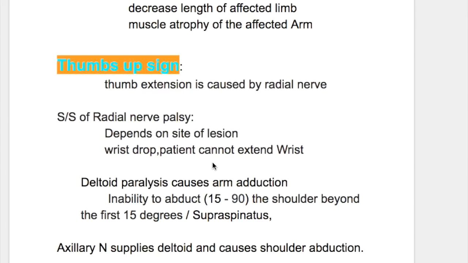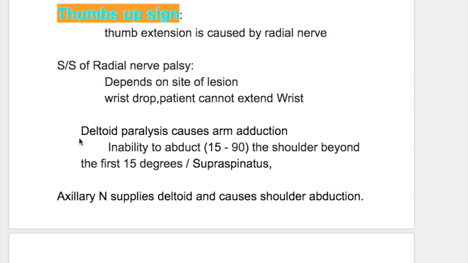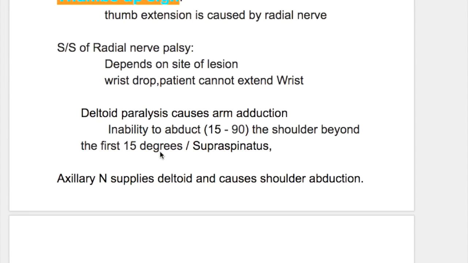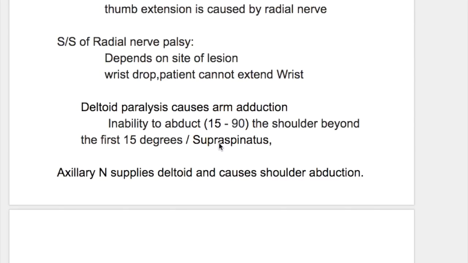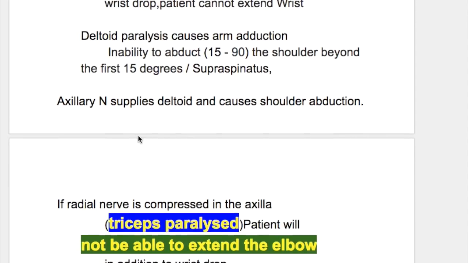So why is the shoulder adducted? Deltoid paralysis causes arm adduction. Deltoid is responsible for abduction of the shoulder from 15 degrees to 90 degrees, and for the first 15 degrees it is supraspinatus. This causes abduction. Axillary nerve supplies the deltoid.